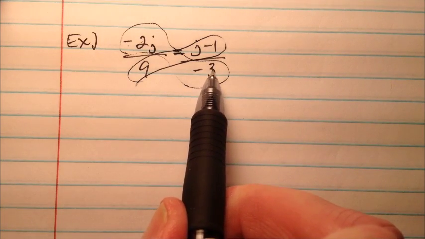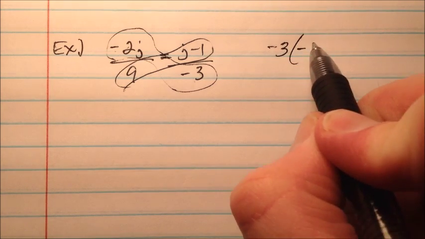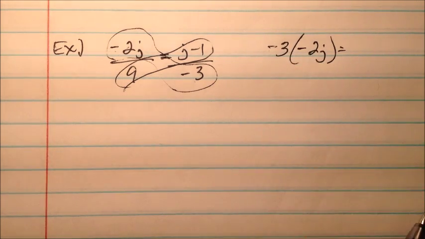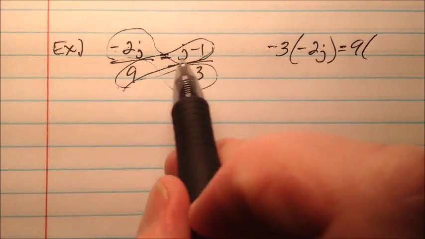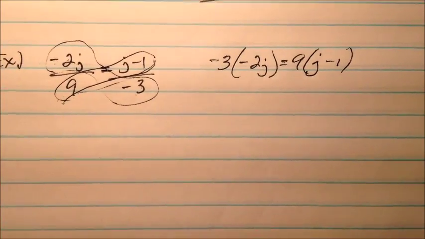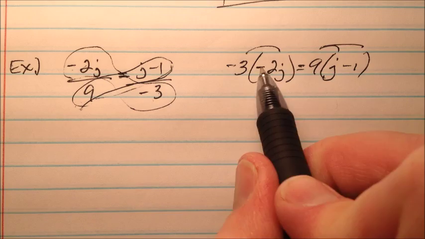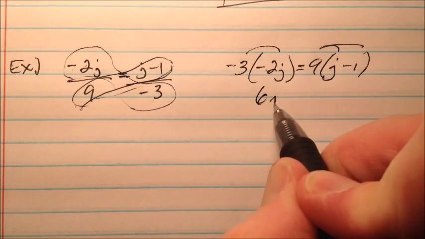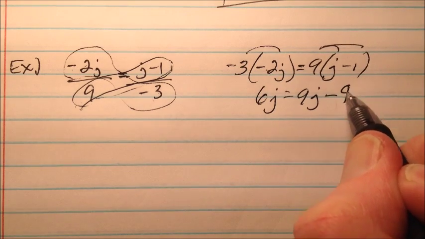So negative 3 times negative 2j is going to be equal to, and then we have 9 times the quantity j minus 1. Okay, well let's multiply here and distribute there. Negative 3 times negative 2 is positive 6j equals 9j minus 9.